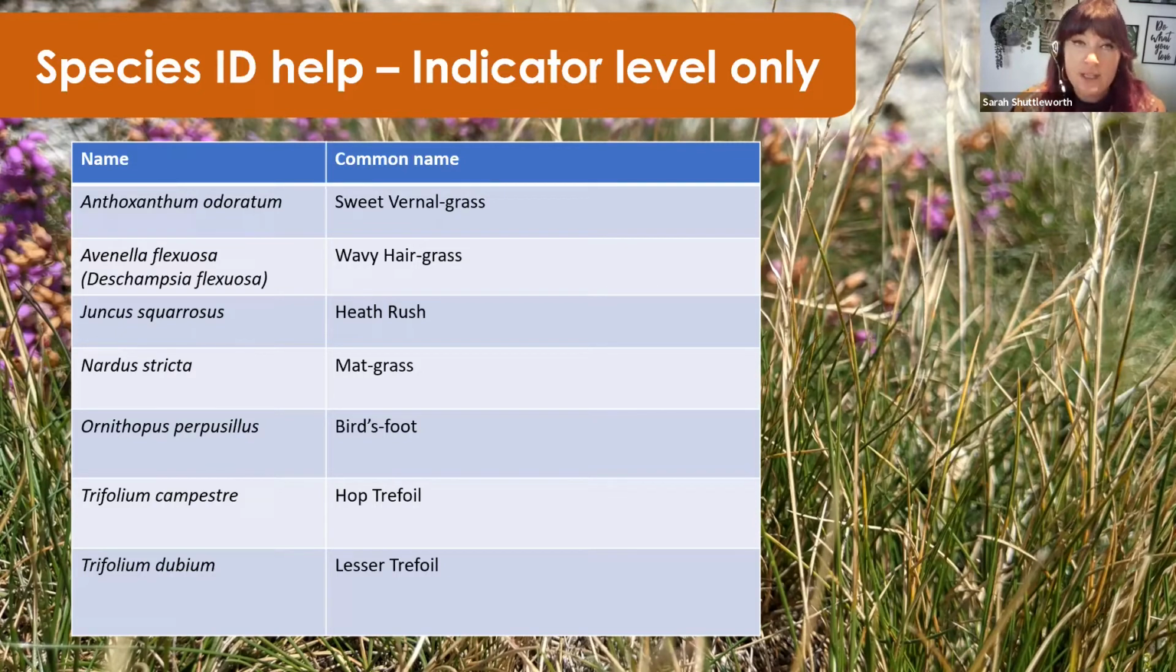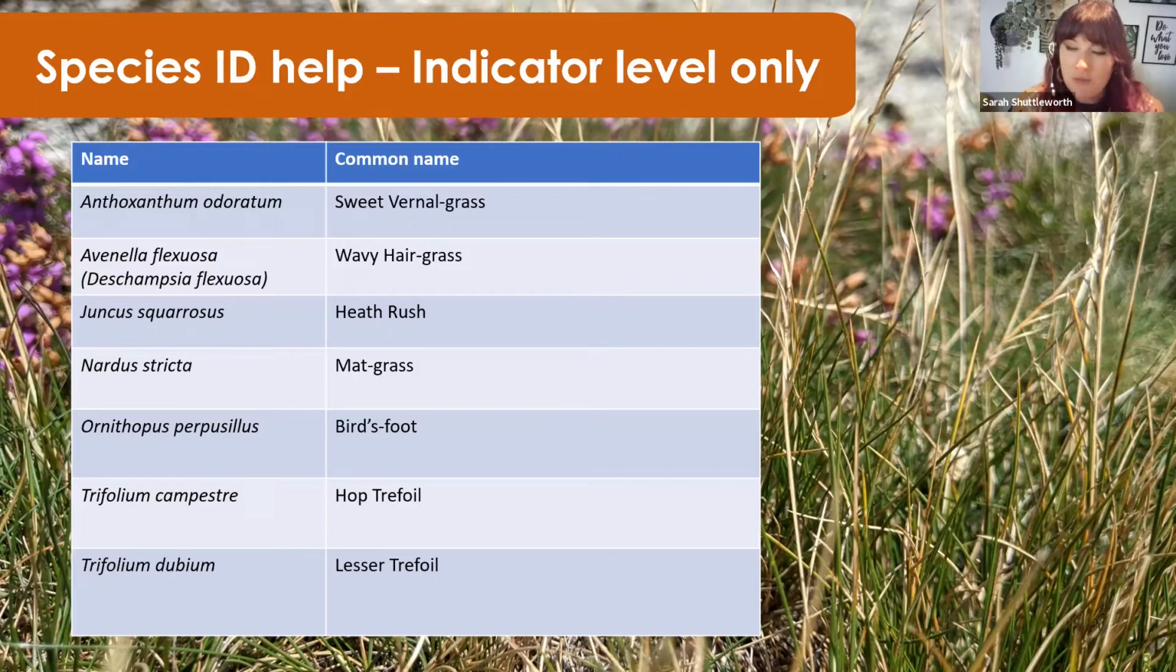It's worth pointing out at this point that you don't have to set your level for recording across all of your plots. If you wanted to, you could record certain plots and habitats at a certain level and some at others. So if you're very confident with something like woodland, then you could record that at indicator level, or even inventory if you wanted to.